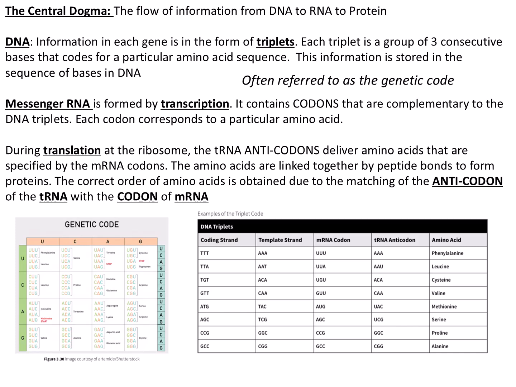Each codon corresponds to a particular amino acid during translation. At the ribosome, the tRNA anticodons deliver amino acids that are specified by the mRNA codons. The amino acids are linked by peptide bonds to form proteins. The correct order of amino acids is obtained due to the matching of the anticodon on the tRNA with the codon of the mRNA. You do not need to memorize these tables, just need to understand how to apply this information, which we will practice in class.